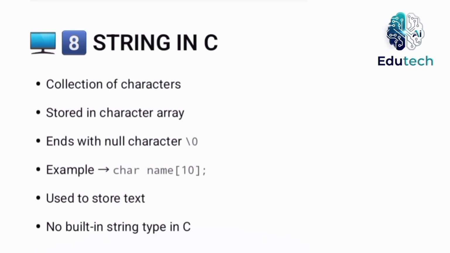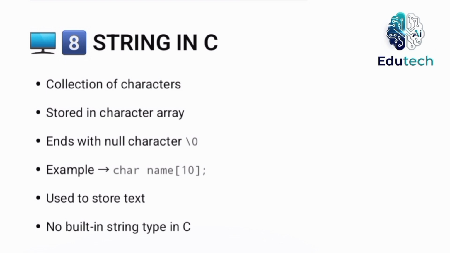What is a string in C? A string in C is a collection of characters stored in a character array and terminated by a null character. Strings are used to store text such as names, messages, and sentences. Unlike other programming languages, C does not have a built-in string data type. Instead, strings are represented using character arrays.